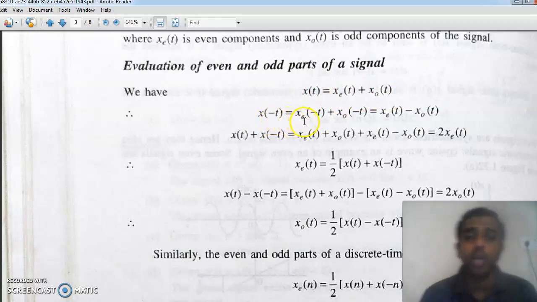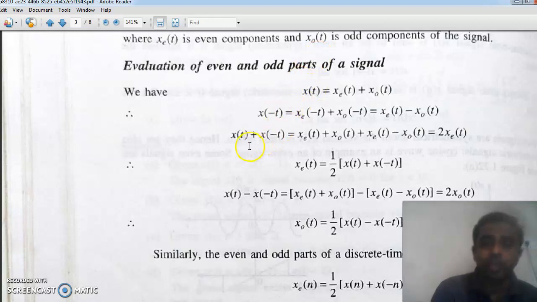So x of minus t is equal to xe of minus t plus xo of minus t. We know from the definition that xe of minus t is equal to xe of t, and xo of minus t is equal to minus xo of t. Substituting that, we get this equation. Now we perform the summation of these two. What happens when you add these two equations? The odd component gets cancelled, and what you get is 2 times xe of t. That is, xe of t is half of x of t plus x of minus t. That is the even component in the signal x of t.